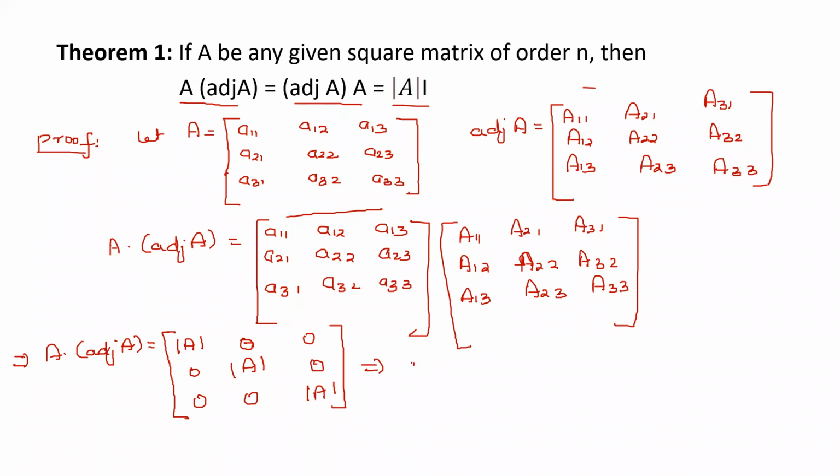Now after this, we have A into adjoint of A, and this is equal to determinant. Now from this complete matrix, we can take out the determinant common. So determinant into I. Okay, so this is the proof of this theorem. Please do this. Please complete this and let me know.